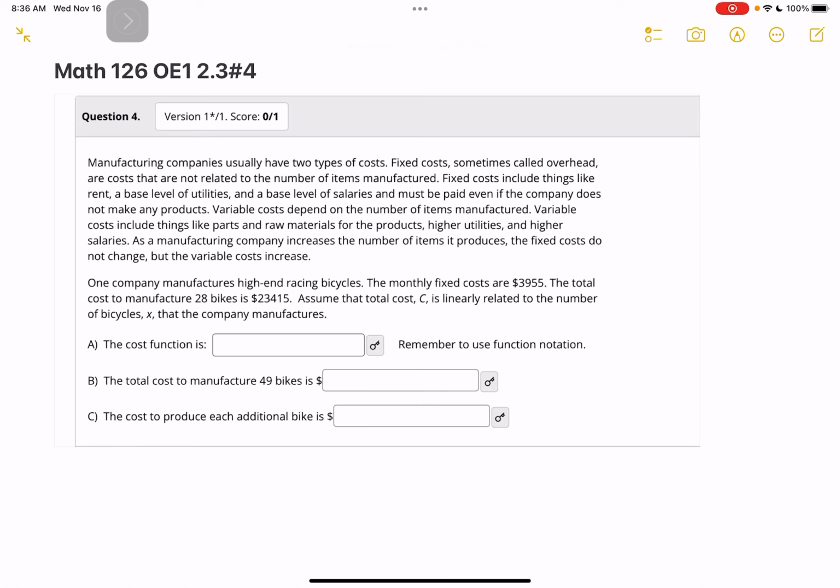So if they don't make any bikes, there's a fixed cost. But if they make 5 bikes, there's a certain variable cost. If they make 100 bikes, there's a bigger variable cost. So that's the part that varies versus fixed. So the monthly fixed costs are $39.55. Think of that as the intercept on the graph.